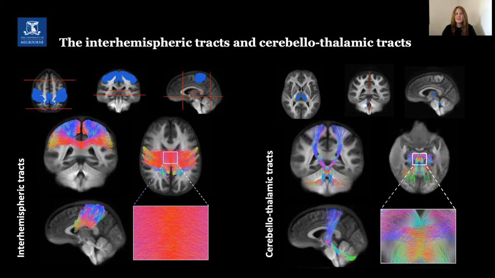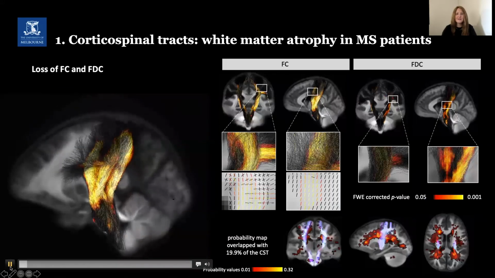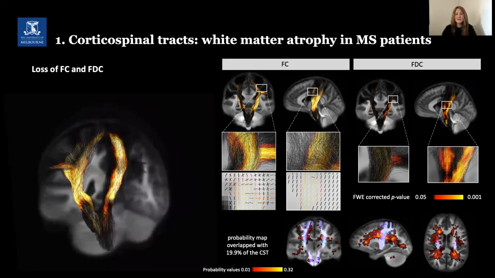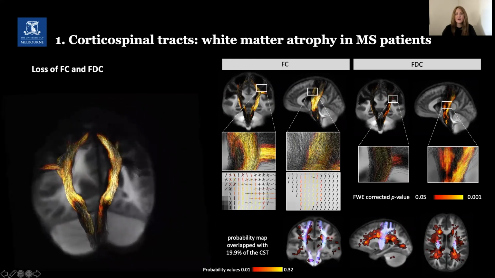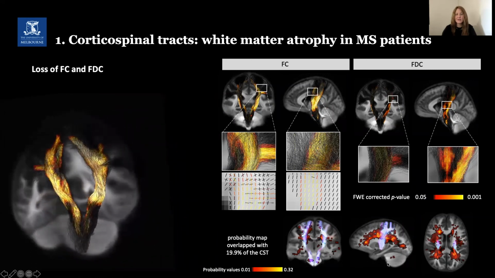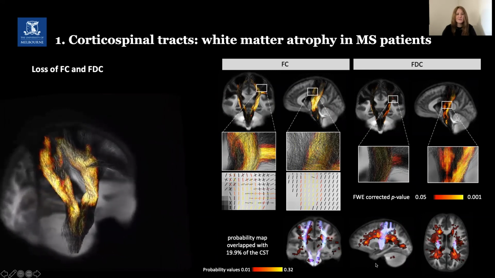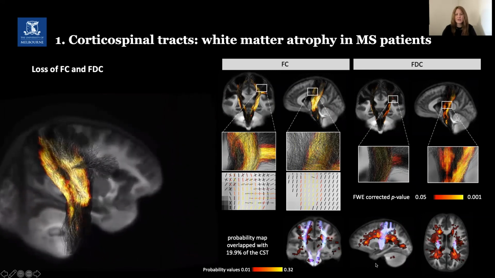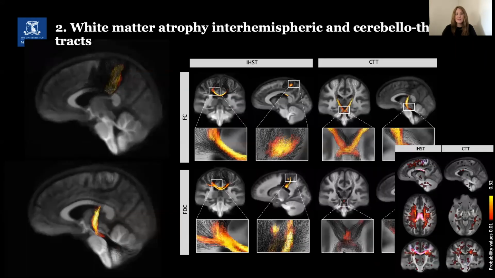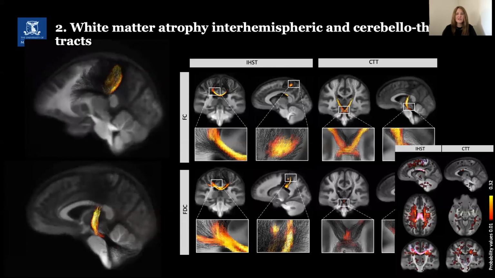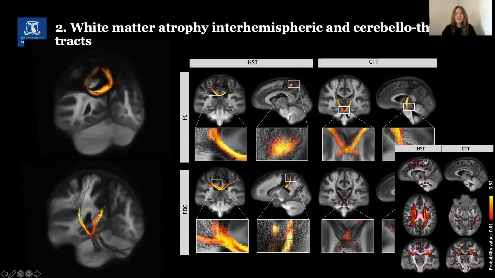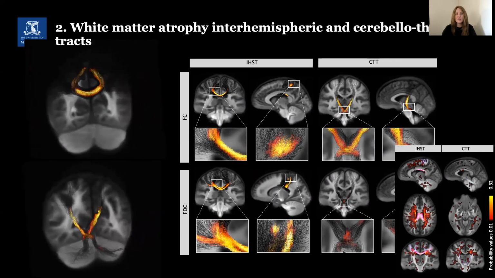In these patients in the early stage of MS with no to minimal disability, we observed significant axonal damage, seen as loss of fiber cross-section and fiber density and cross-section, throughout the entire tract. Interestingly, there was minimal overlap with the lesion probability map. So substantial axonal loss still occurred within the brain despite the relative absence of primary lesion pathology. When we looked at the inter-hemispheric tracts and the tracts running from the cerebellum to the thalamus, we observed similar results. Again, significant loss of fiber cross-section and fiber density and cross-section, and again, minimal overlap with lesion pathology.